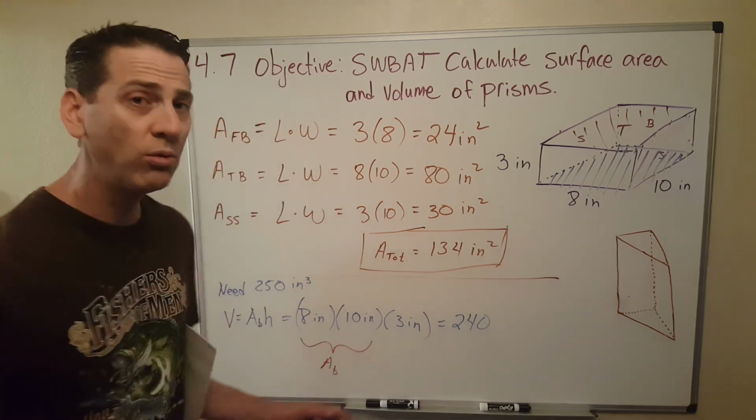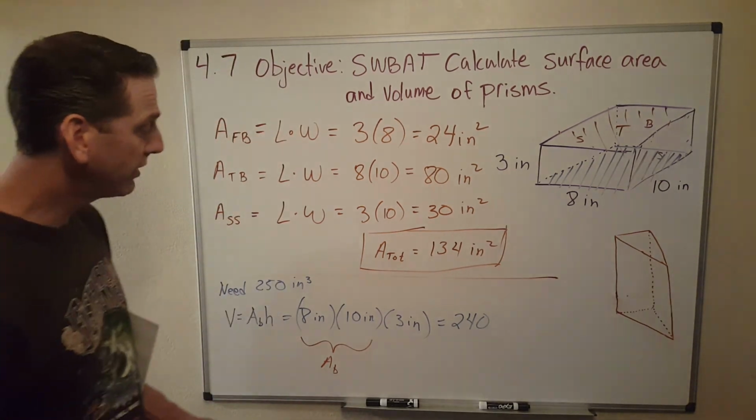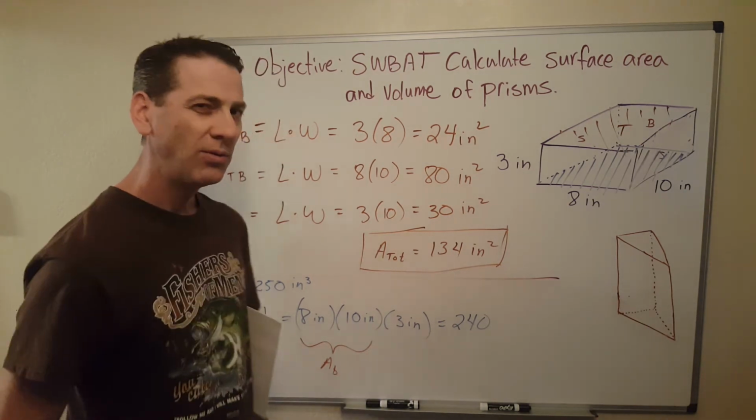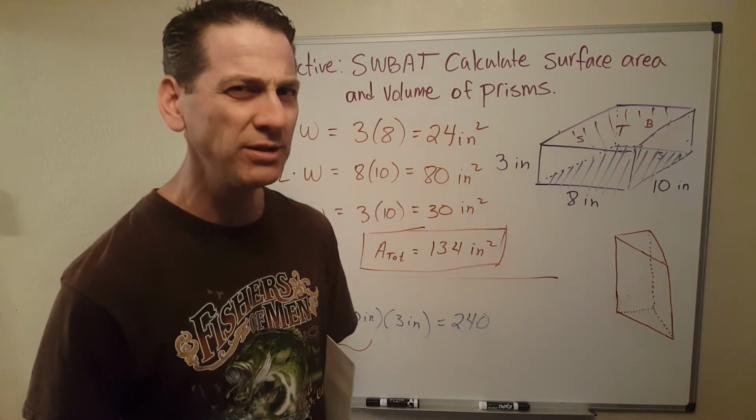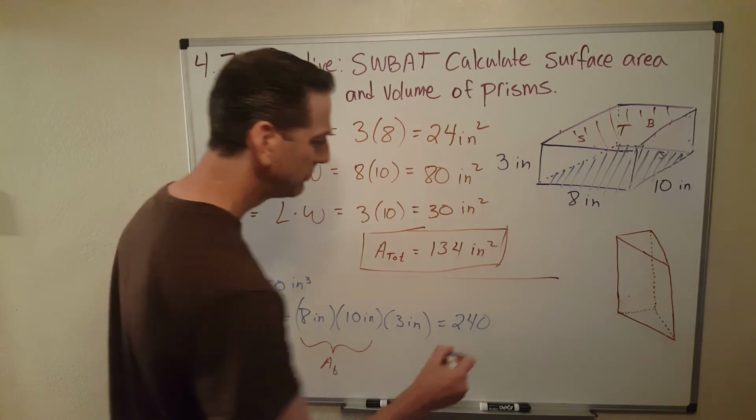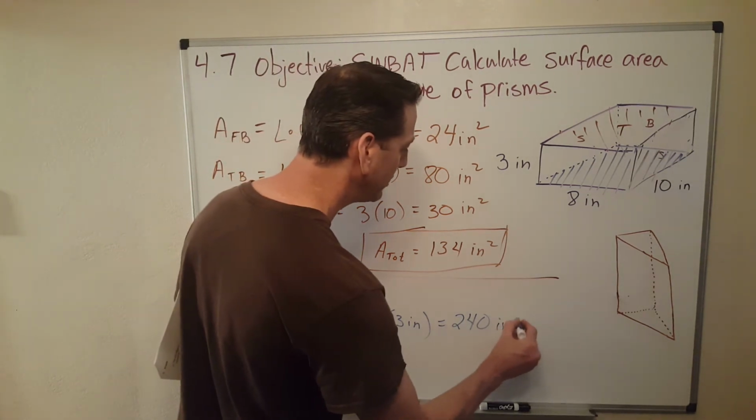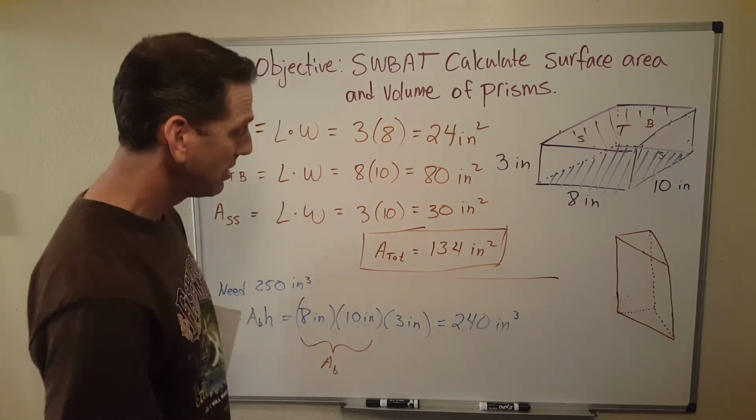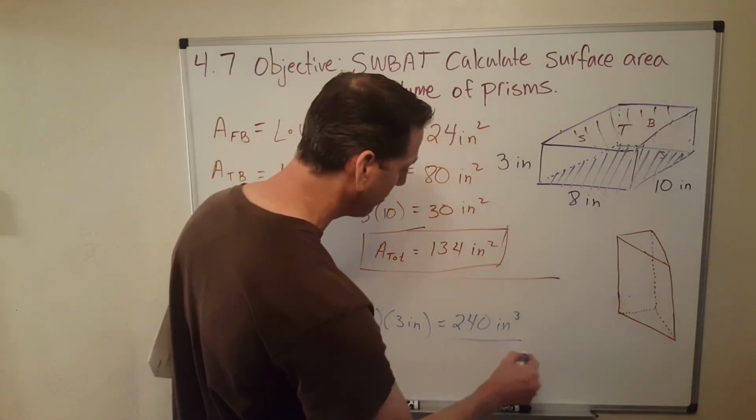Now, 240 what? Well, take a look. I got inches times inches times inches. What is inches times inches times inches? Inches cubed, or cubic inches. All right, that is my volume.